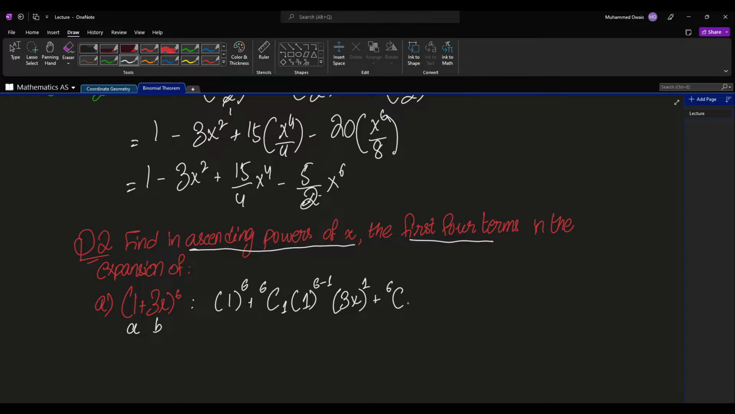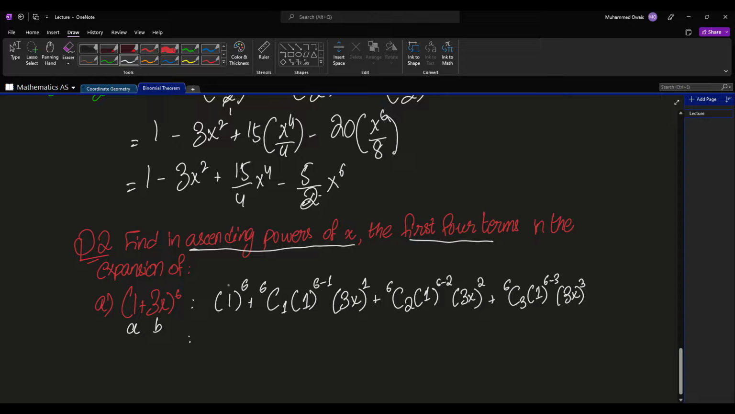Now 6C2 and 1 will be to the power 6 minus 2, and 3x, which is b, will have a whole power of 2. And lastly 6C3, 1 to the power 6 minus 3, 3x whole power 3. See, four terms. First term, second term, third term, and fourth term. Alright, so we have written our four terms. Now then, let us resolve them.